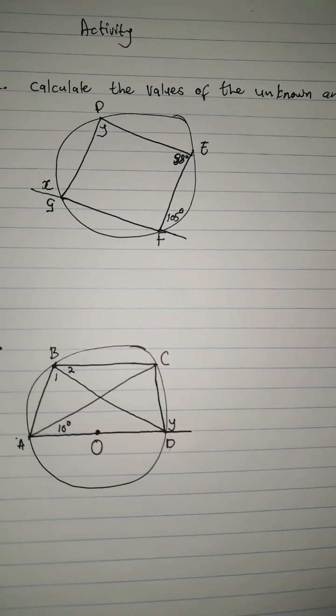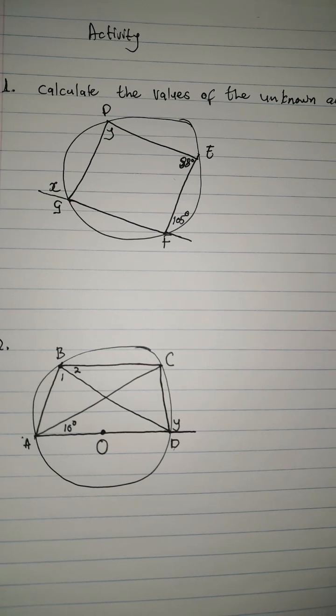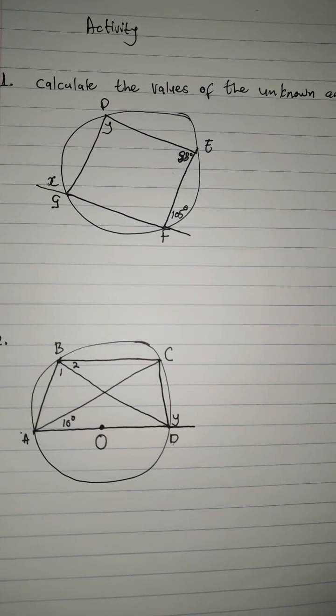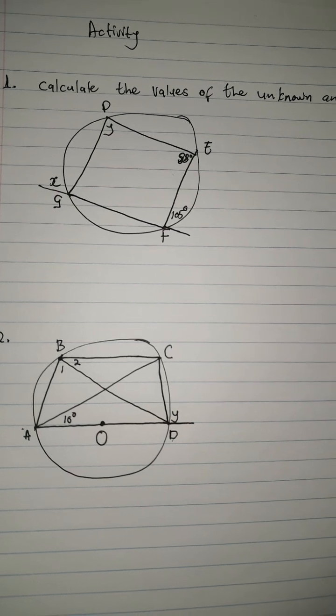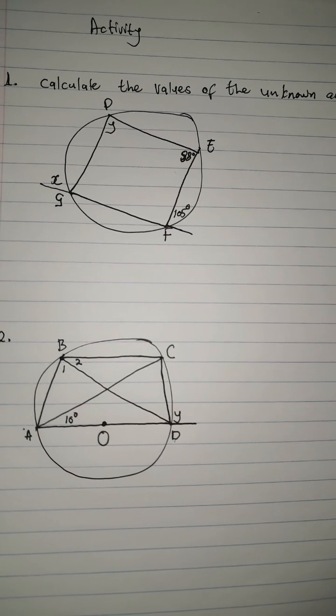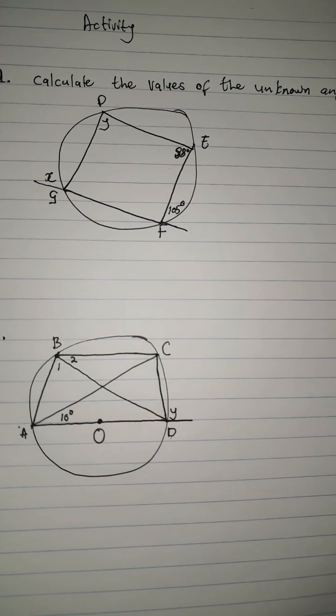Well, guys, always look for an exterior angle. Remember, the exterior angle is equal to the interior opposite angle of a cyclic quad. That's what our theorem states in our previous video.